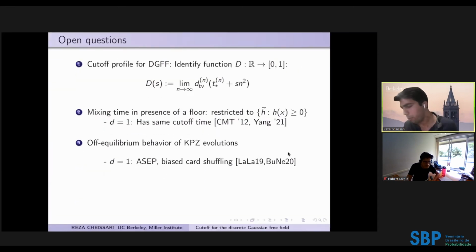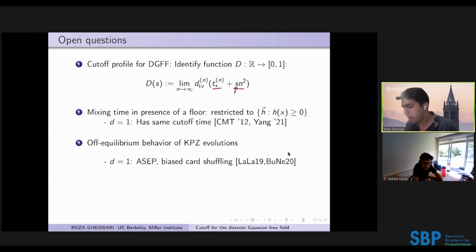And I'll conclude with a couple of open questions that might be of interest. The first one is, can one identify the cutoff profile from this maximal initialization? What I mean by that is we identified that there's cutoff at this t star n, and it has a window of order n squared. So what if I look at the total variation as a function of the prefactor of the n squared? That's the scale at which it changes. What does this function look like? This has been identified, I think, by Lacoin for the exclusion process in dimension 1. So it would be interesting to understand what this function is in dimension 2, for instance.